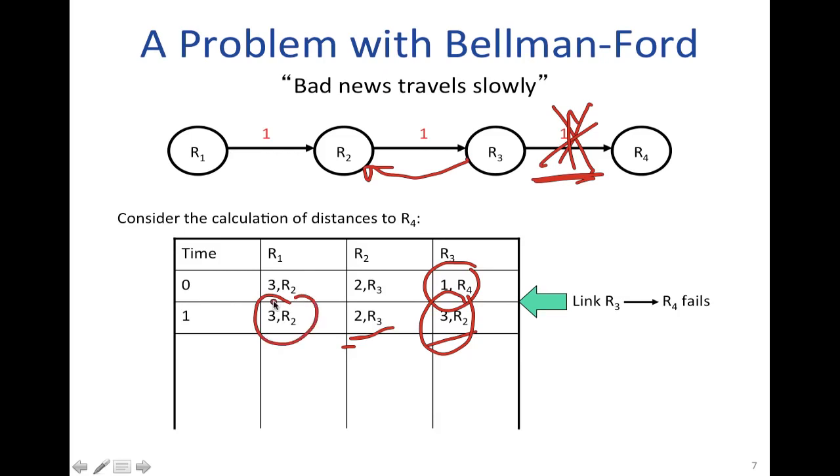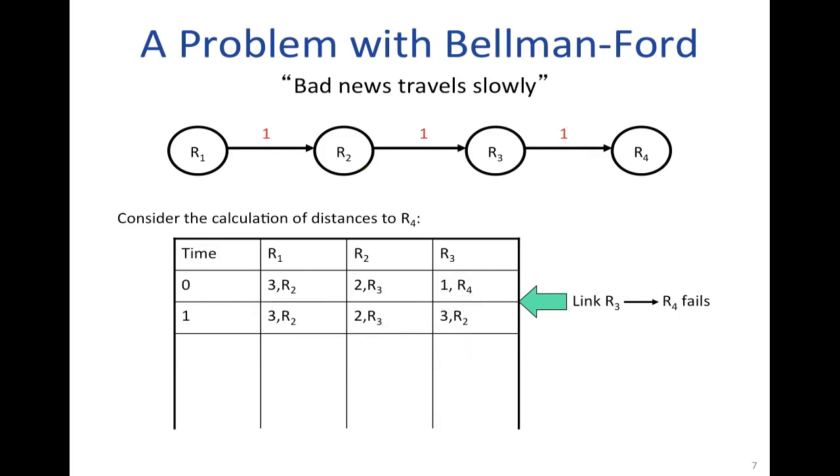R1 doesn't know anything about the failure yet. Let's see what happens in the next step. So the question is, will it eventually converge and settle down on the correct value?